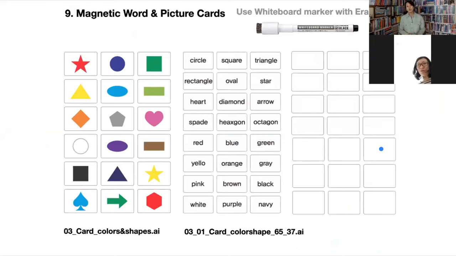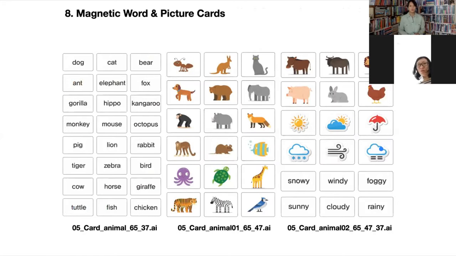Now, can you see that there are empty cards? You can write and erase anything on the cards. And then there are more cards: animals, animal words, and weather words. So these are the cards that will be offered with this Magic Toolkit.